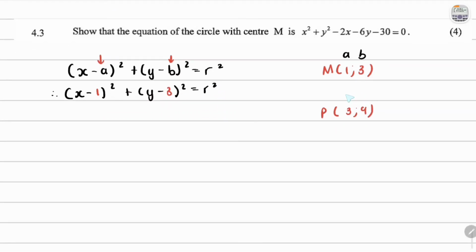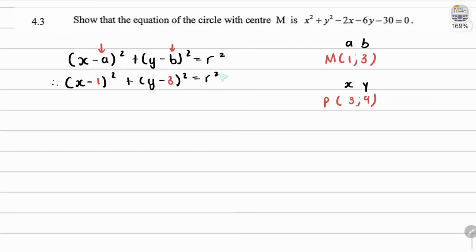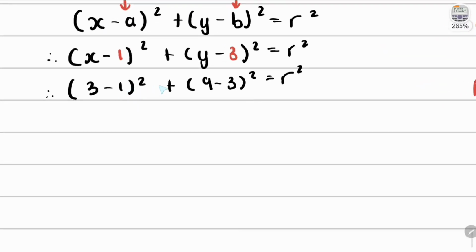So we can substitute this point in place of x and y since it lies on the circle so that we can find r squared. So this is going to be, we have (3 minus 1) all squared plus (9 minus 3) all squared, and that gives us r squared. Okay, so 3 minus 1 is 2, 2 squared is 4, and 9 minus 3 is 6, 6 squared is 36, 4 plus 36 is 40. So this is 40 equals r squared.